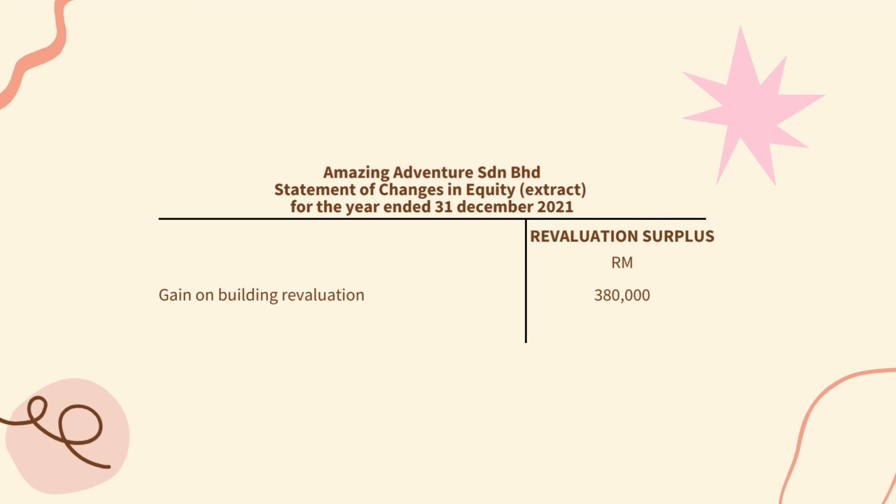The revaluation surplus account is used when the building or an asset is revalued to its current market value. Hence, the gain on building revaluation, which is 380,000 ringgit, will be presented as a movement in the revaluation surplus in the statement of changes in equity.